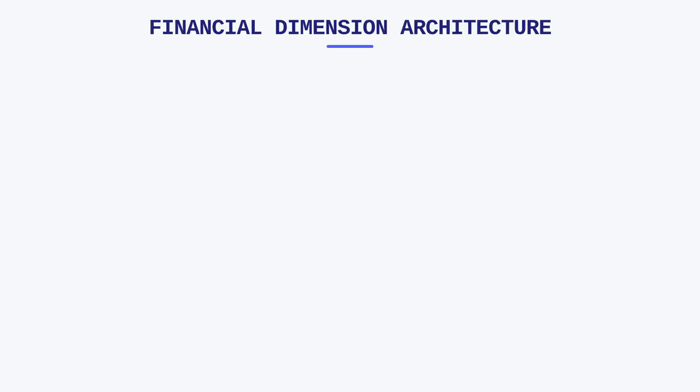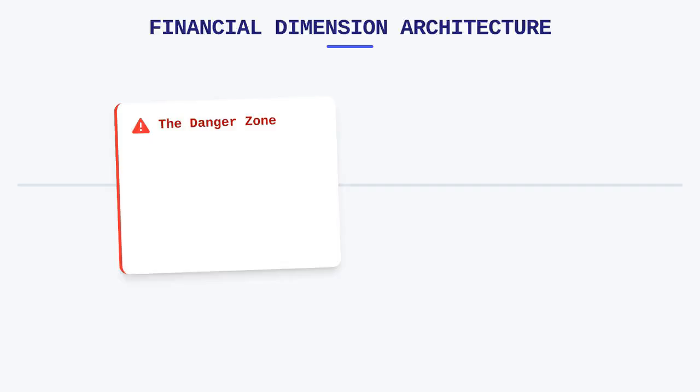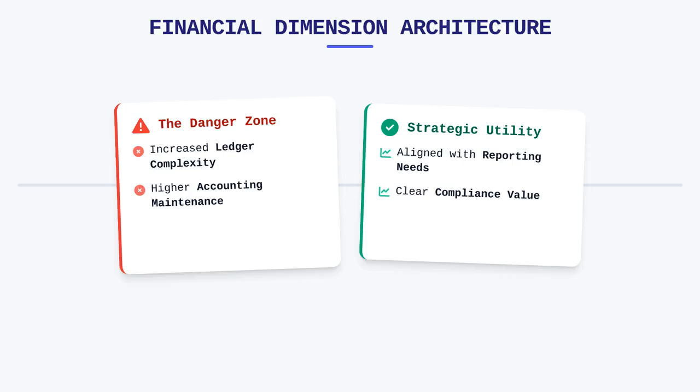It is vital to recognize that while you can create many dimensions, they should be chosen carefully based on the reporting requirements of the organization. Each active dimension increases the complexity of the ledger and the maintenance effort required by the accounting team. You should avoid creating segments that do not add clear value to your management reporting or compliance needs.